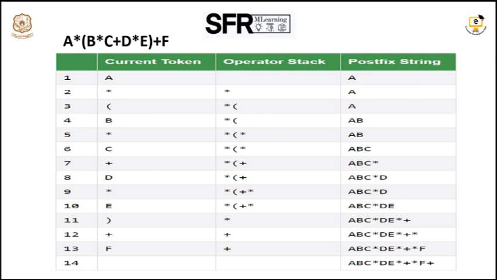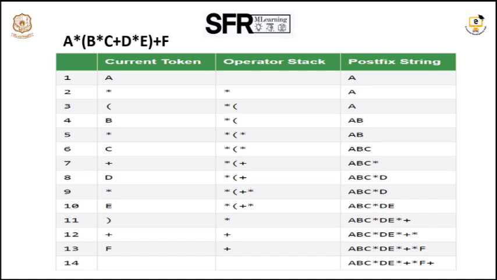And the next character is star. As it is an operator, it will be pushed to the stack. Comparatively, the star has higher precedence than the open parenthesis, so it will be automatically pushed to the stack. And the next character scanned is C. As it is an operand, it will be moved out to the output.